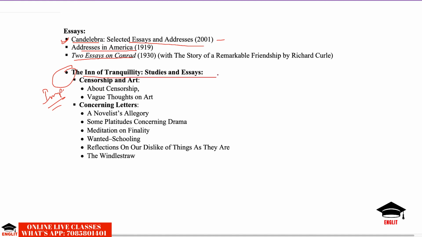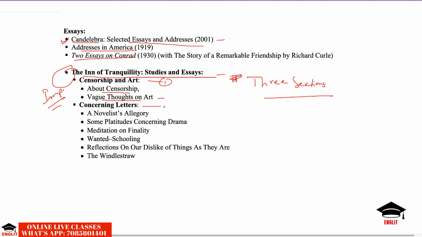ये कलेक्शन 3 सेक्शंस में है. 3 सेक्शंस. फर्स्ट सेक्शन है सेंसरशिप एंड आर्ट. So it is about censorship, just like Areopagitica by Milton. Vague thoughts on art. So it is a critical piece. You can also say that this is a critical piece regarding the art literature.